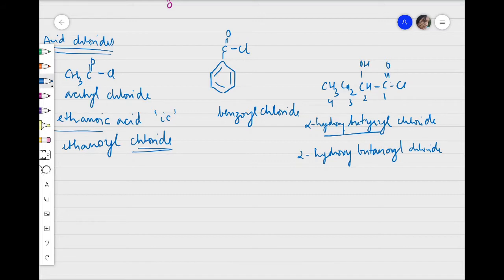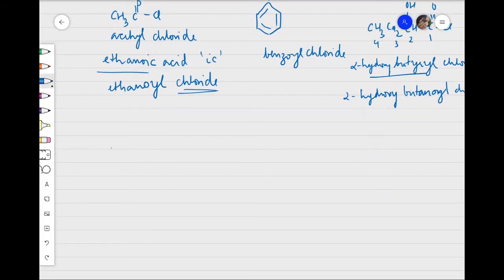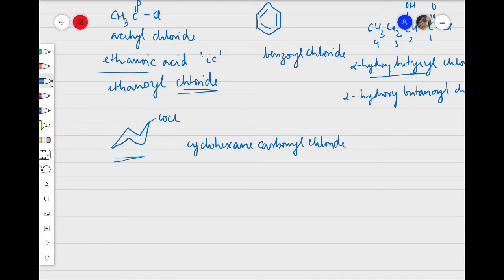Now what about those in which you have a cyclic ring? You have cyclohexane and you have a COOH. So this is cyclohexane carboxylic acid. This is how we name this. Now if I had removed OH and I have Cl here, the name will be cyclohexane carbonyl chloride. So this is how it would go.